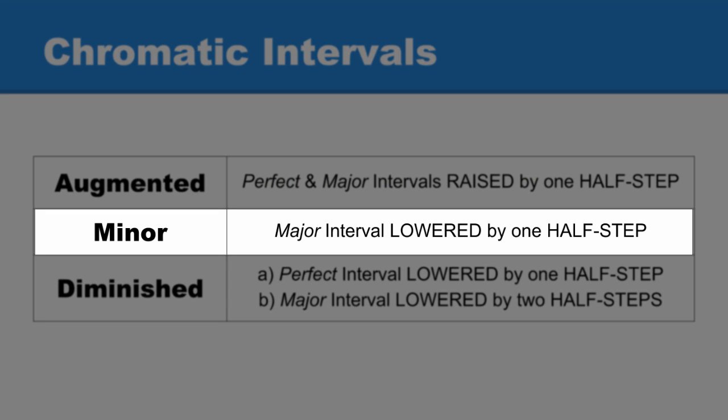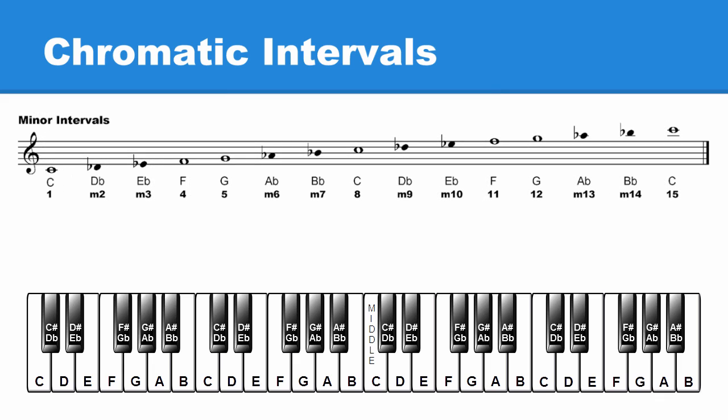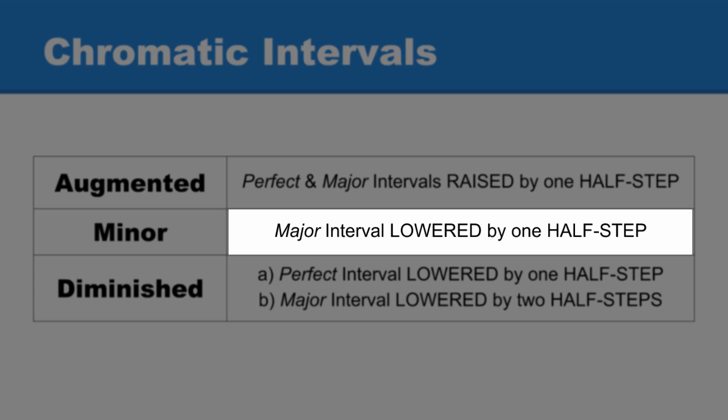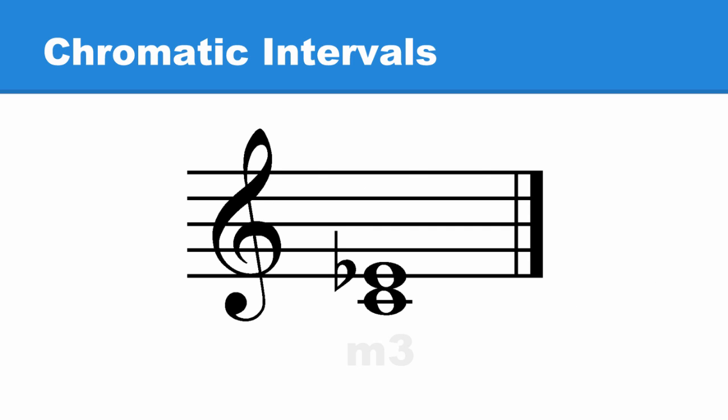Minor intervals are any major interval lowered by 1/2 step. We already know scale degree 3 in the major scale is a major interval. E in the C major scale is scale degree 3. It's been lowered by 1/2 step to E flat. So it's a major interval that's been lowered by 1/2 step, so it's a minor interval. The name of this interval is a minor third. We'll use a lowercase m to indicate minor.